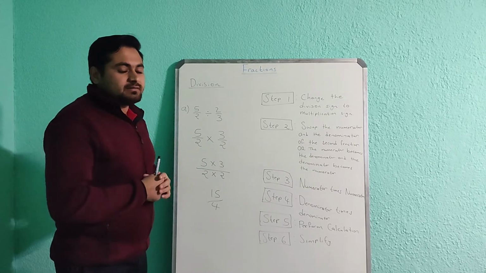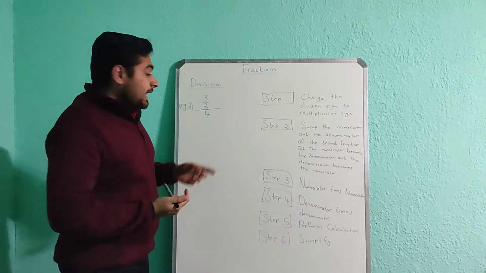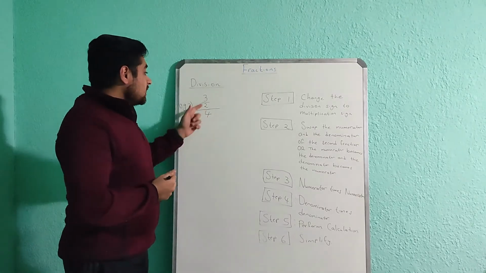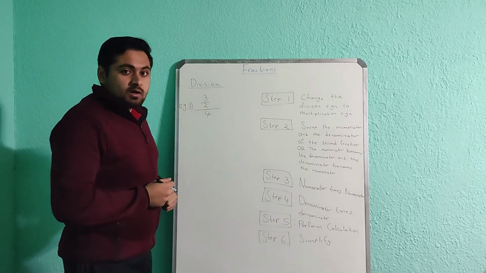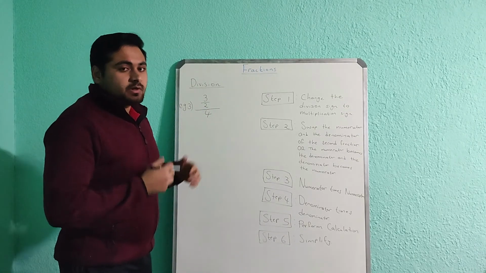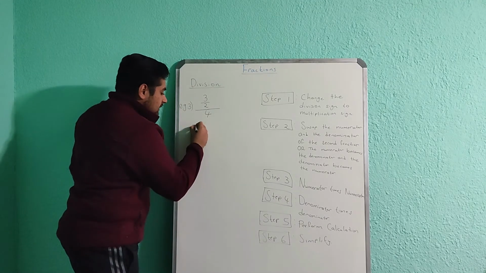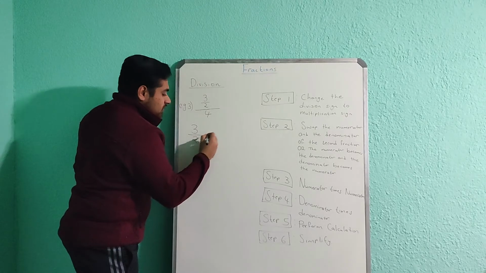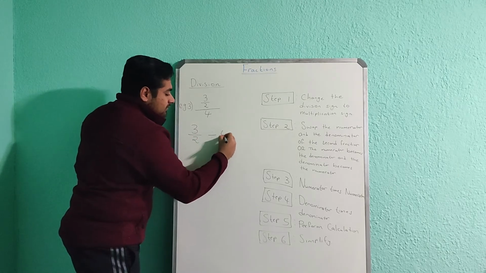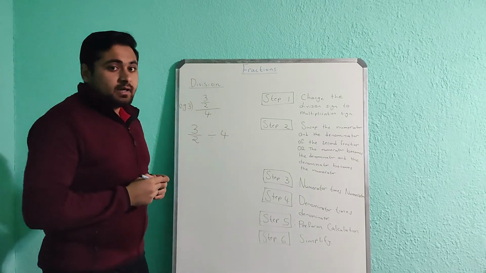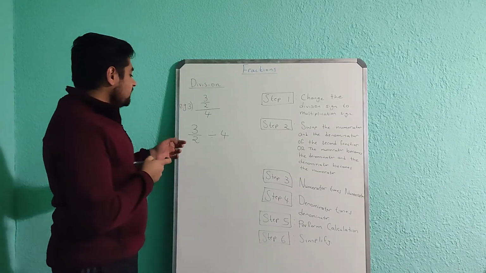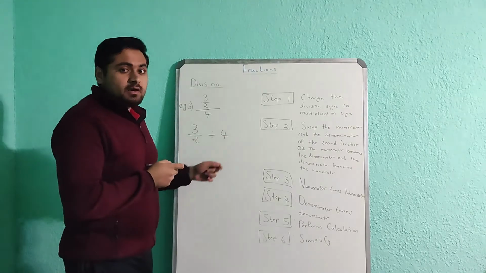So let's move on to the next example. Now, example 3 says 3 over 2 over 4. So let's write it in the form that we understand. So we say 3 over 2 divided by 4. Again, now we have 3 over 2 divided by 4.